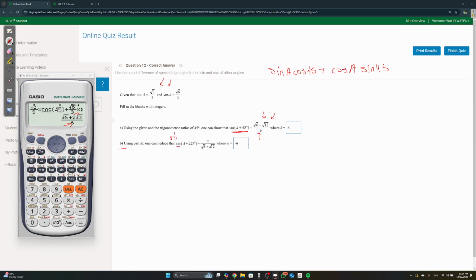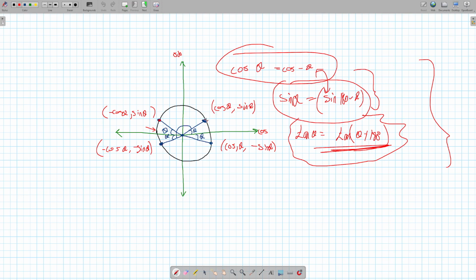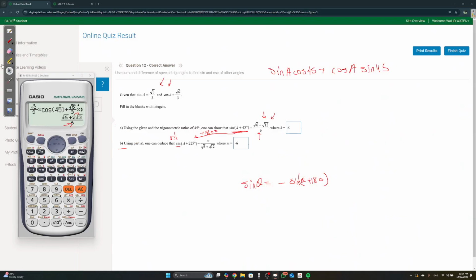Cosecant is just 1 over sine, okay? But what happened here? We added 180 degrees, right? When you add 180 degrees for sine, what happens? You need to know sine theta is equal to negative sine of theta plus 180. If you don't know, go to the unit circle, draw this, add 180 degrees, you go down. So that means sine becomes negative. So this is the rule. So that means sine of A plus 225 is equal to negative sine of A plus 45.